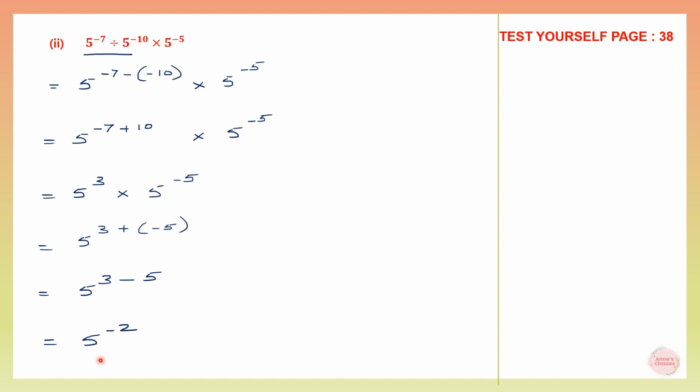So now we have 5 raised to a negative power. We can make this positive by writing the reciprocal of 5. 5 is 5 by 1. The reciprocal will be 1 by 5, and this is raised to the power of 2. So this is 1 into 1, which is 1, and 5 into 5, which is 25. So what is our final answer? 1 by 25.